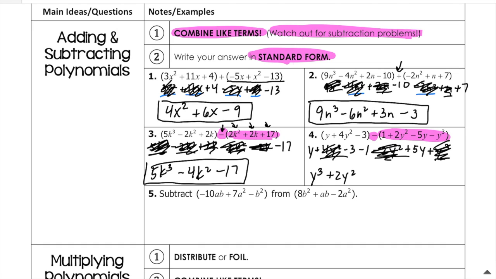Let's see, I got a 5y and a y. So 5 plus 1 will give me 6y. And I have a negative 3 minus 1, which will give me a negative 4.